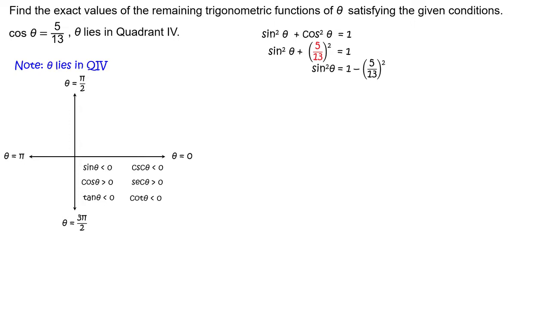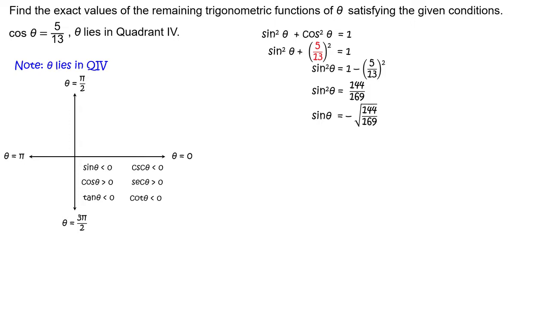Subtract (5/13) squared from each side of the equation. Sine squared theta equals 1 minus (5/13) squared. Simplify to get sine squared theta equals 144 divided by 169.